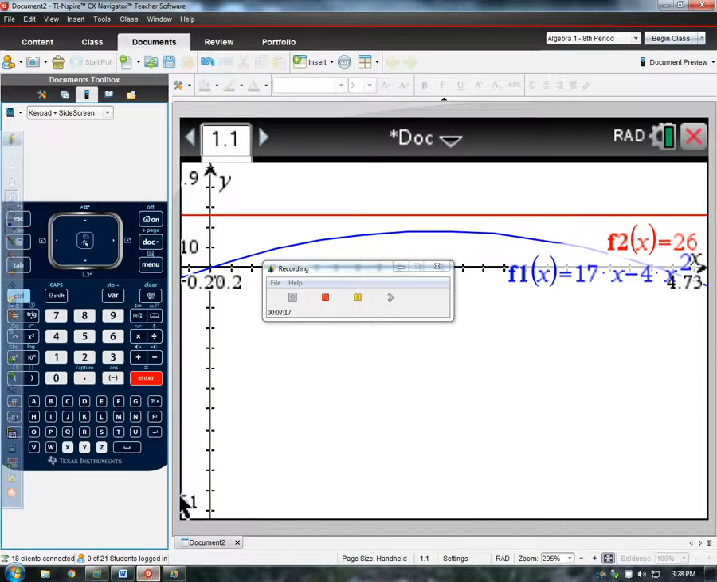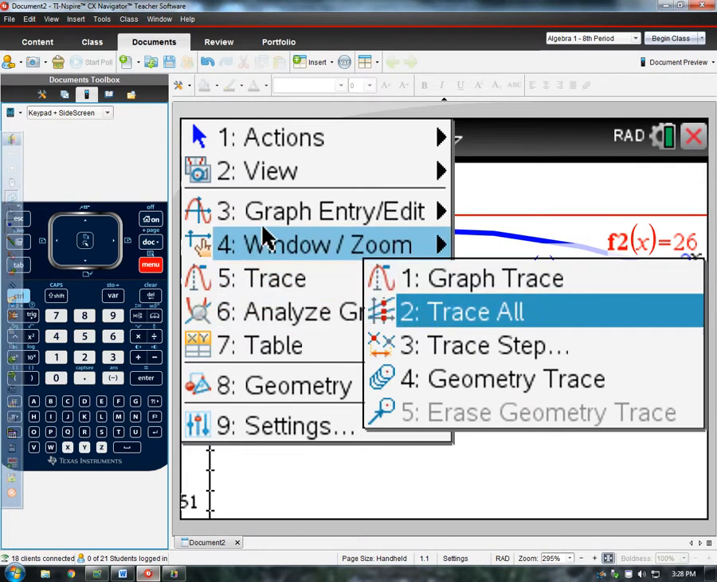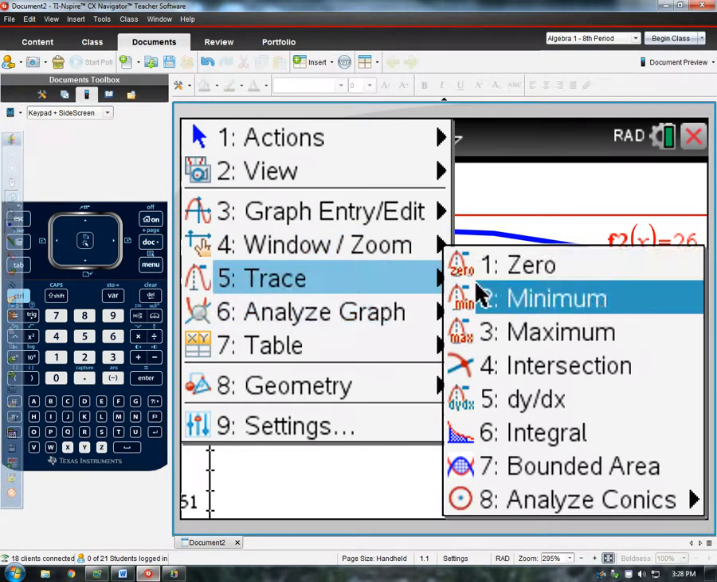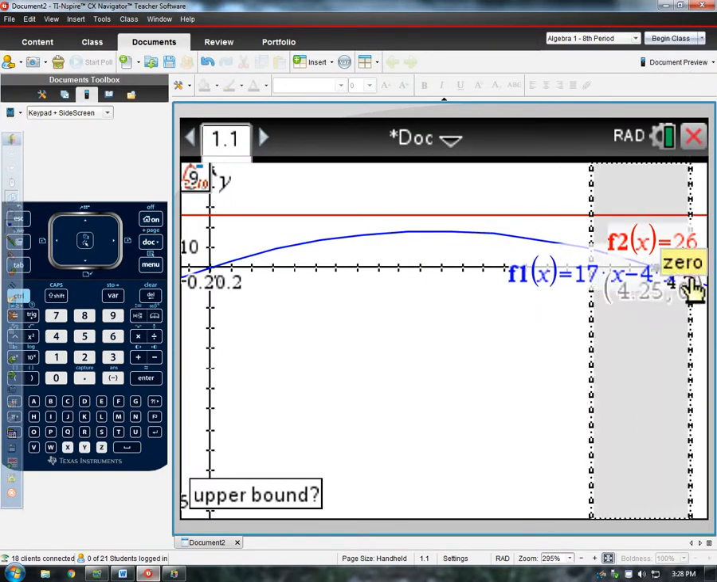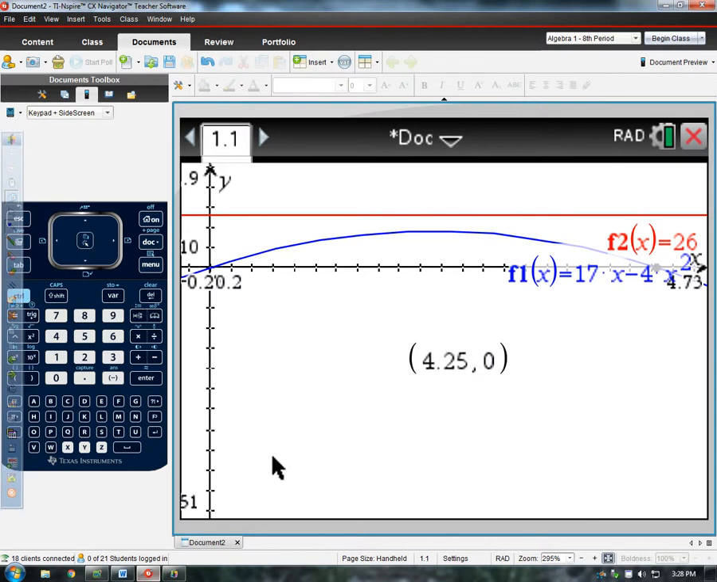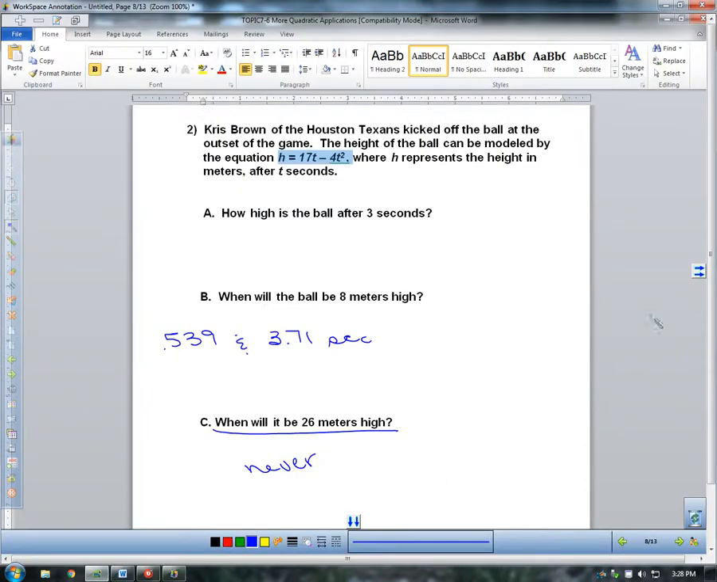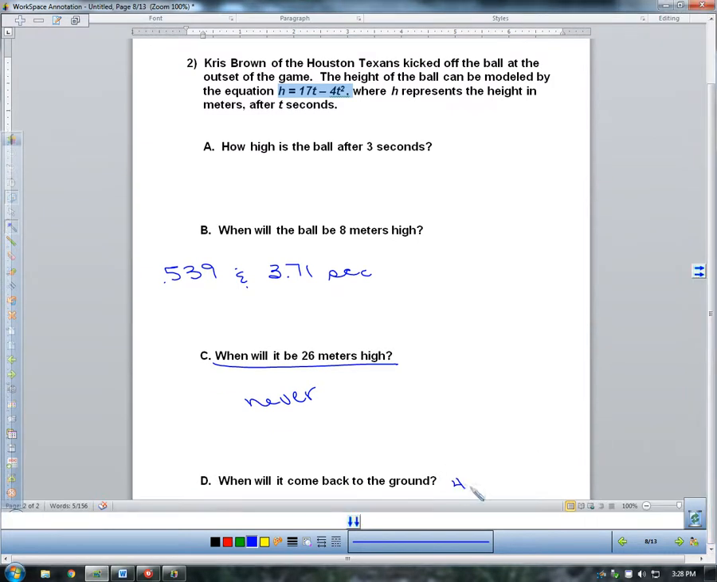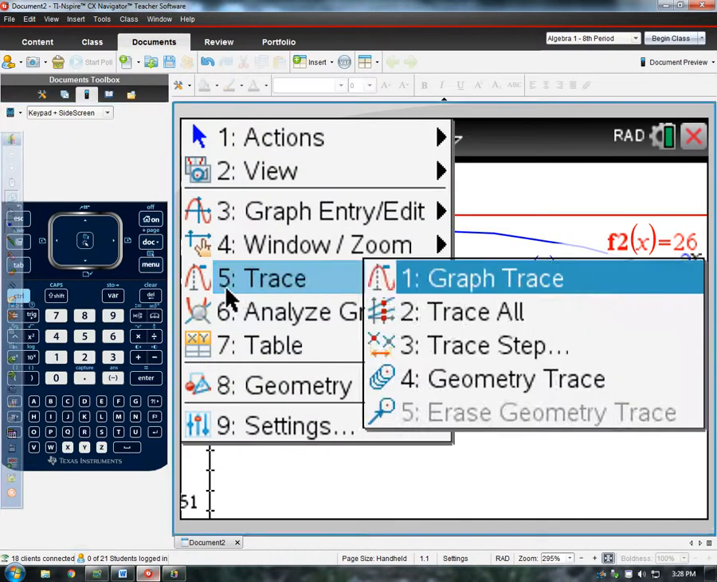Well, let's take a look. I can go to Menu, Analyze Graph, and I want to find the 0. I want to do the parabola between here and here. 4.25 seconds. So I'll do 4.25 seconds.